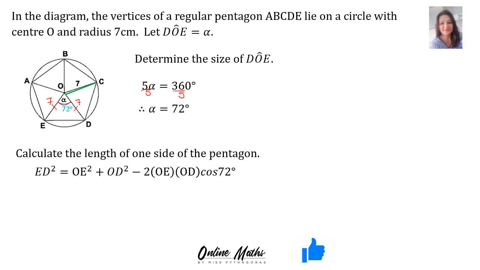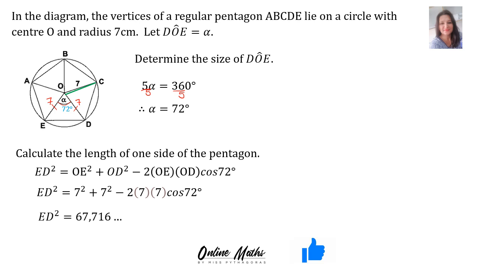We will make ED the subject of the formula, and then ED squared is equal to OE squared plus OD squared minus 2 OE OD, the cos of 72 degrees. And then you can substitute. ED squared is equal to 7 squared plus 7 squared minus 2 times 7 cos of 72. You slot that into your calculator all in one go.